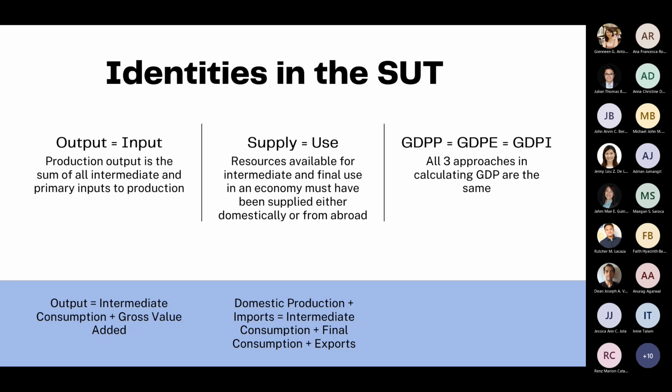This means that all resources available for intermediate and final use in an economy must have been supplied domestically or from abroad. That just means that your supply, which is your domestic production plus your imports, should be the same as your intermediate consumption, final consumption, capital formation, and exports. And finally, the last identity is that all three approaches in calculating the GDP, meaning GDP by production, by expenditure, and by income approach, are the same once we have a balanced supply and use table.